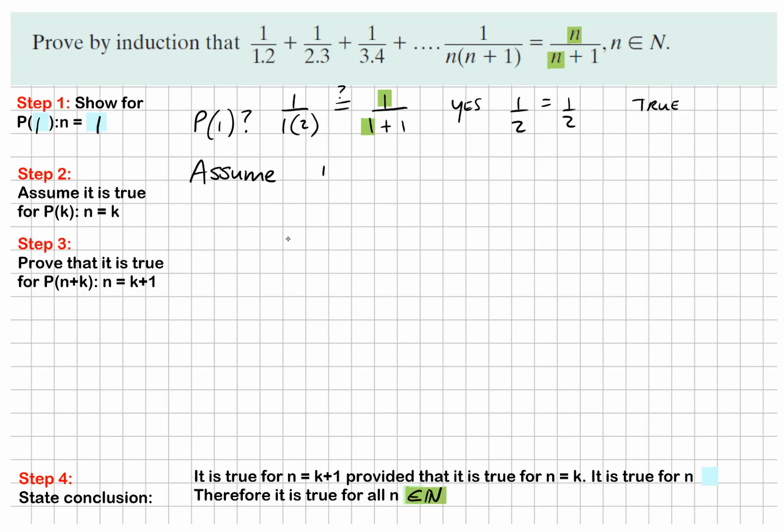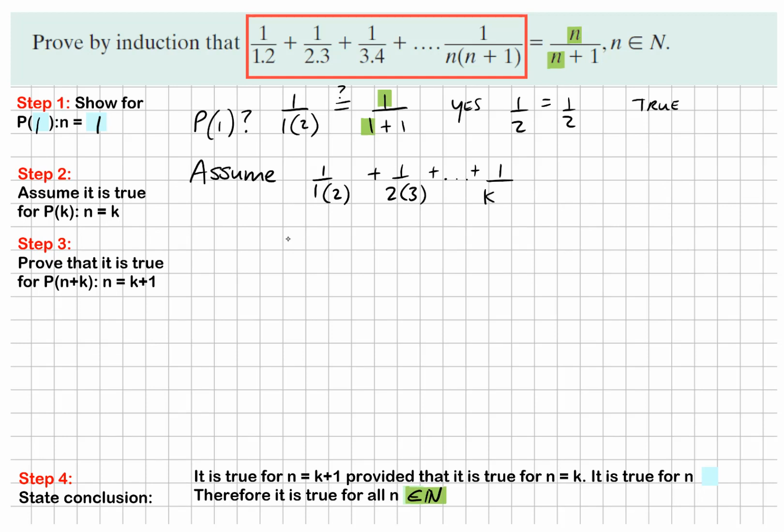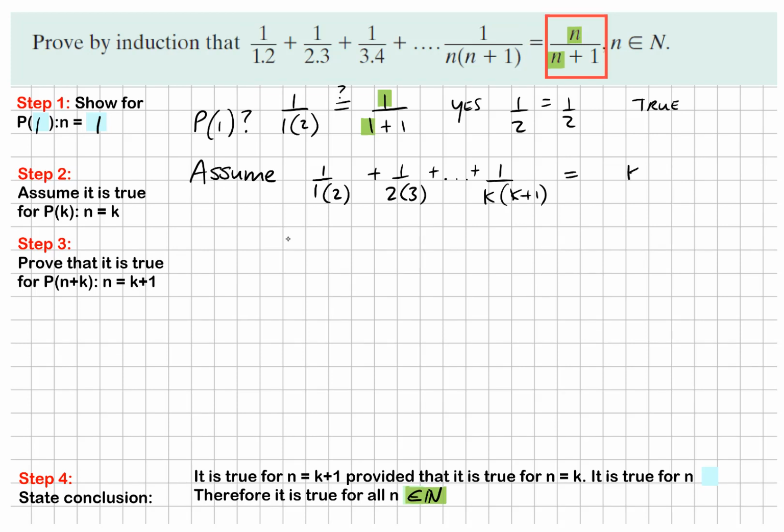Step 2 is we always assume it to be true for n is equal to k. So that means if we add up the terms as far as term 1 over k times k plus 1, well, that will be equal to, if I put k in for n in the formula expression on the right hand side, so we're assuming that to be true. And our task now then is to prove that it's true for n is equal to k plus 1.